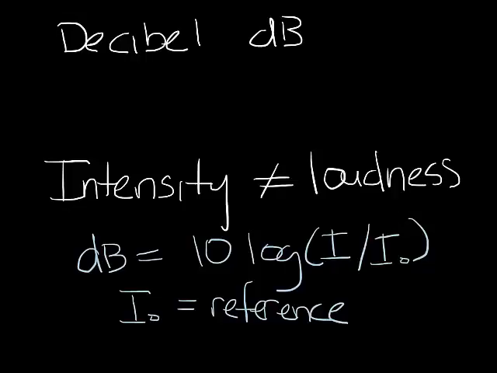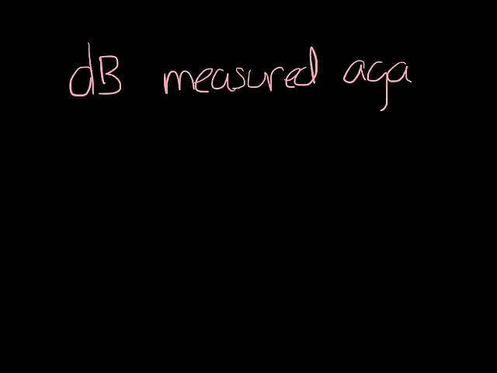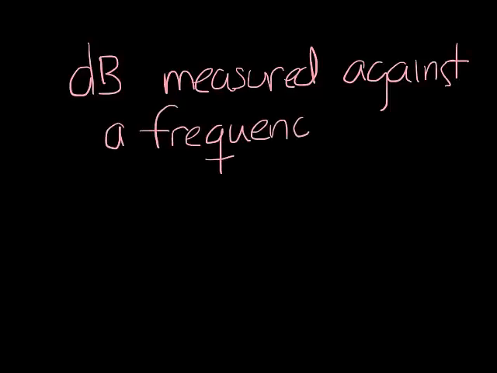Okay, so let's move this out of the way a little bit. You really only need to remember that it is a log function. The important thing to remember is that the decibel is measured against a frequency. The frequency of a sound wave is basically how many times it oscillates per second. Our ears perceive sound differently in different frequencies. Frequency is measured in hertz.